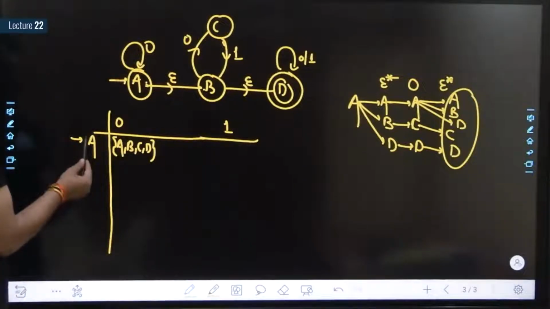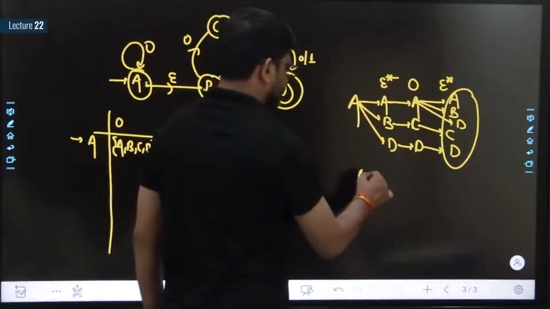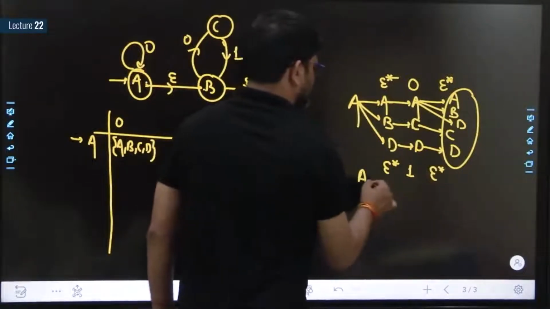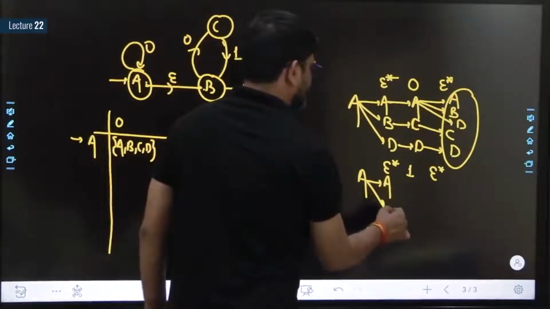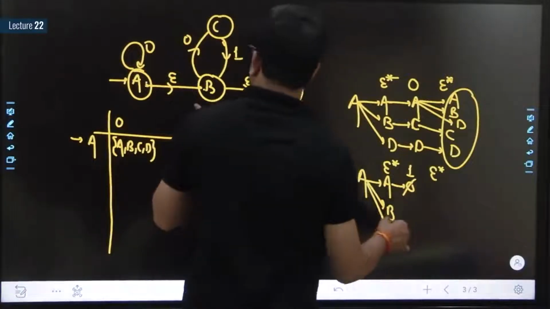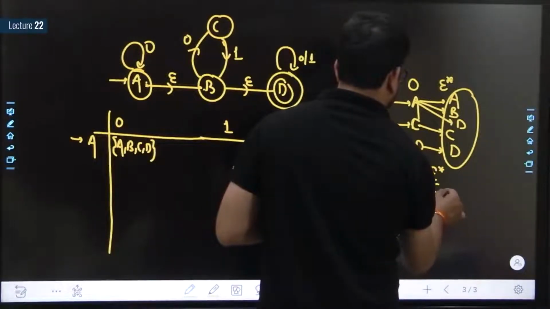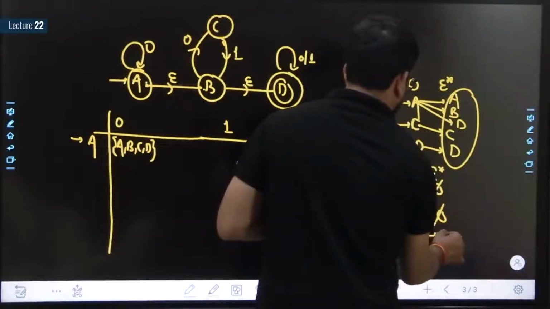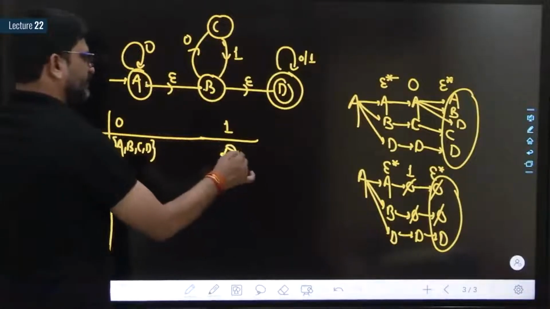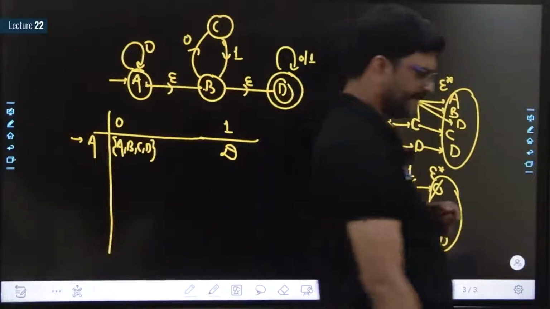Now, what is the transition of A on 1? Again find A on 1: epsilon closure, 1, epsilon closure. What is the epsilon closure of A? A, B, D. A on 1 is phi. B on 1 is phi. D on 1 is D. Epsilon closure of phi, epsilon closure of D. Union all these. A on 1 is only D. Clear?